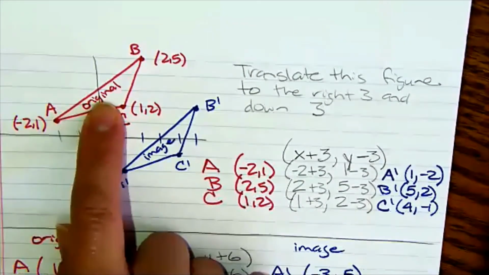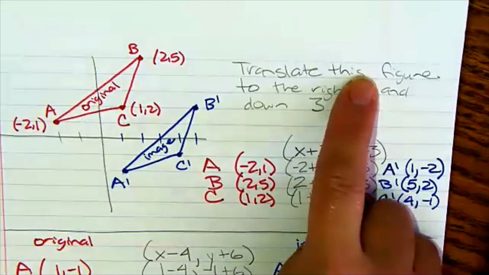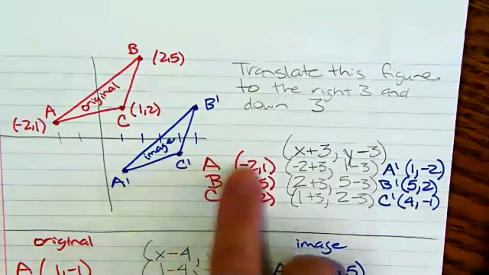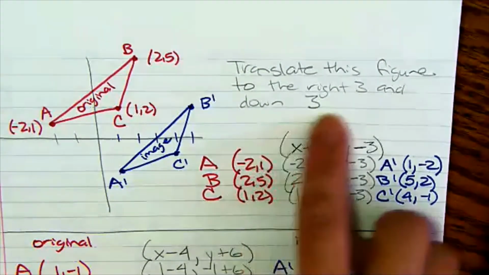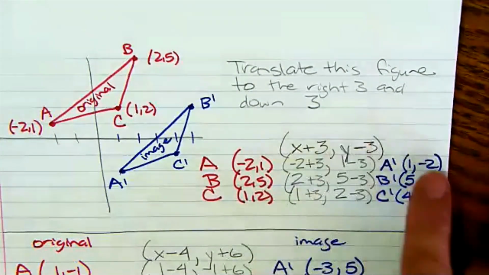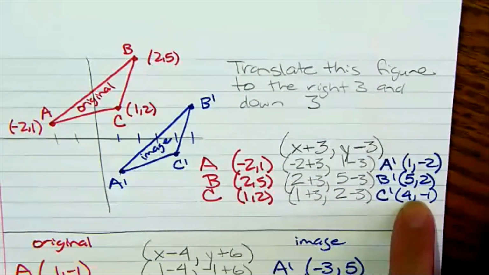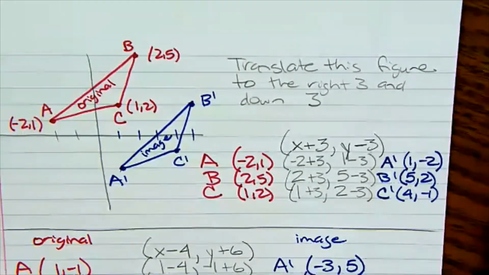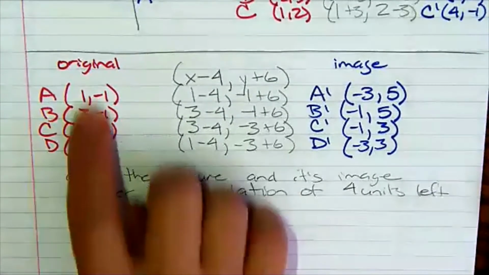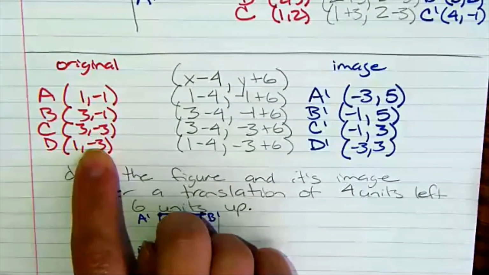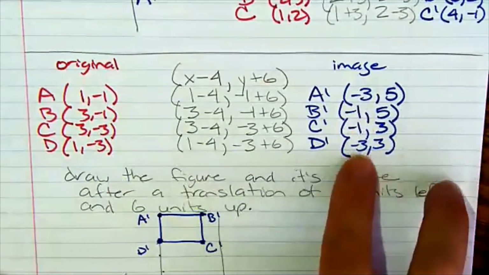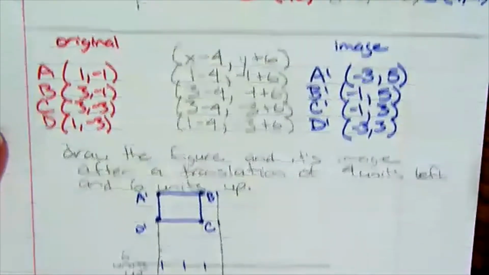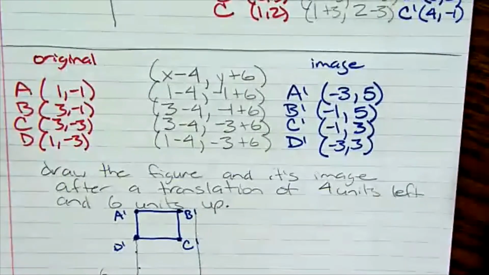So they may give you the figure and then ask you to translate. So you're going to write down the original points and ordered pairs. You're going to perform the translation, and that will give you the image ordered pairs. Or they may just give you the points, in which case you have to perform the translation and then get the image ordered pairs. Okay? So that's what we're doing today.